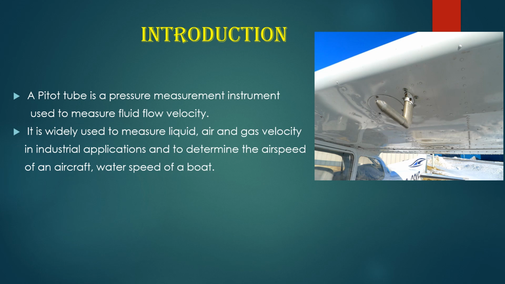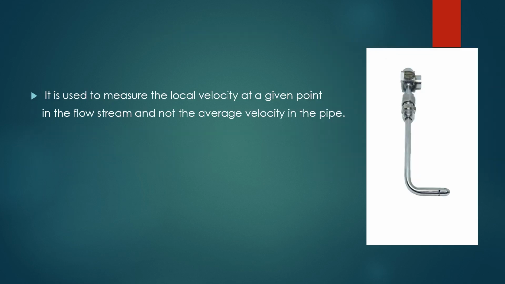It is widely used to determine the airspeed of an aircraft, the water speed of a boat, and to measure liquid, air and gas velocity in industrial areas. The Pitot Tube is also used to measure the local velocity at a given point in the flow stream, and not the average velocity in the pipe.